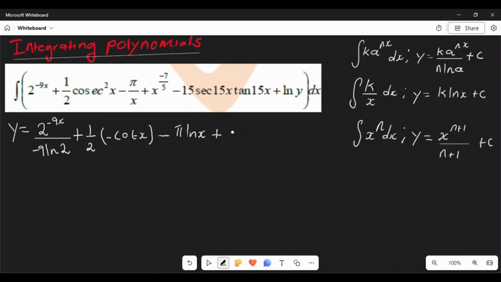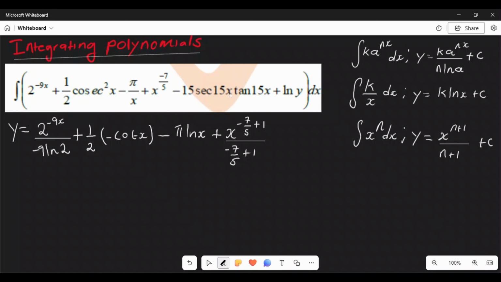So let's do it. So it's gonna be x to the power of -7 over 5 plus 1, over -7 over 5 plus 1. Right, this is 5, by the way.